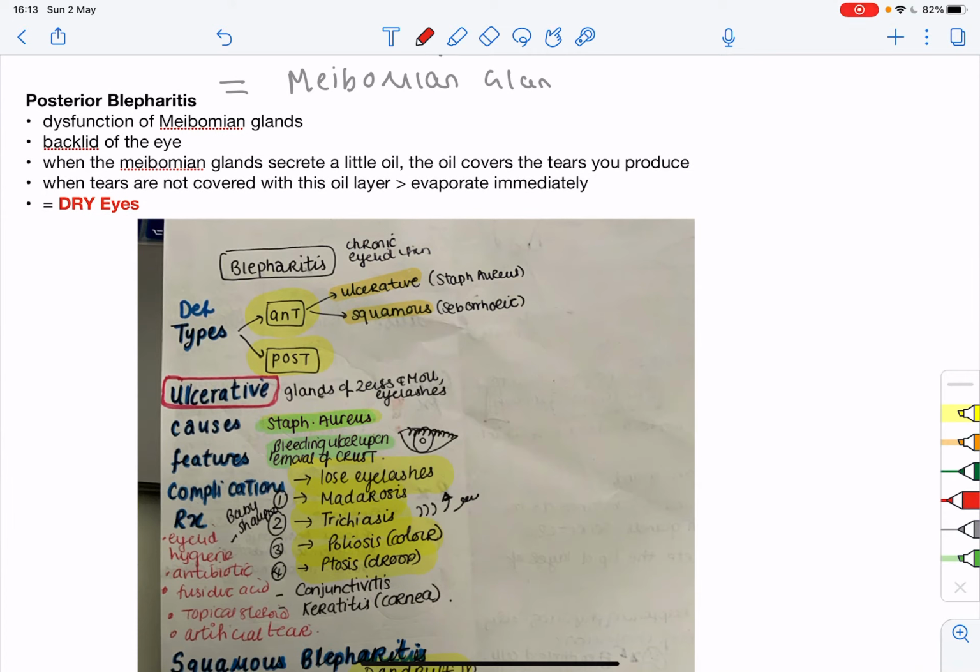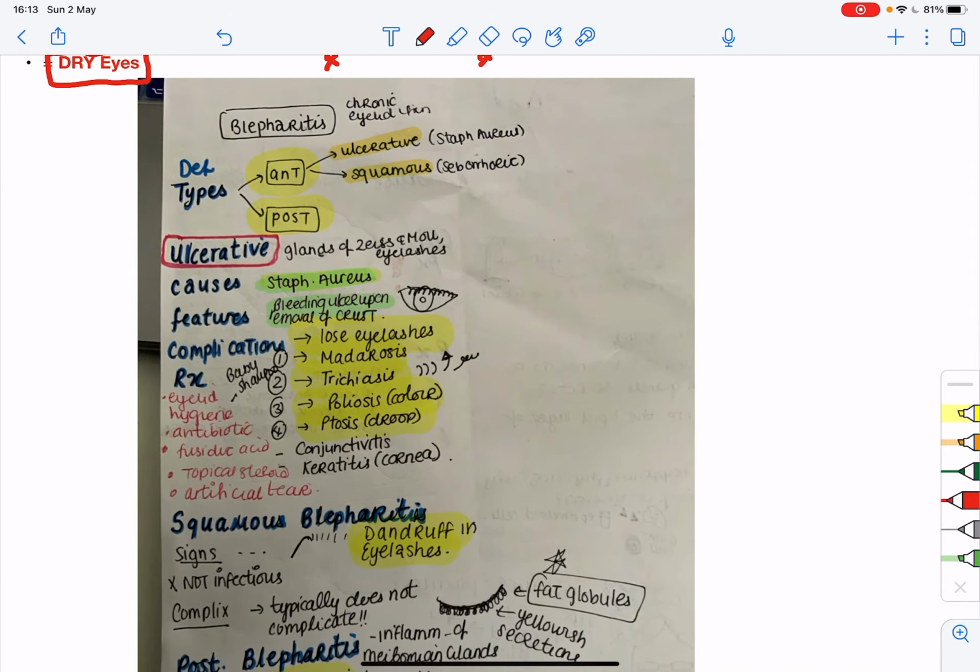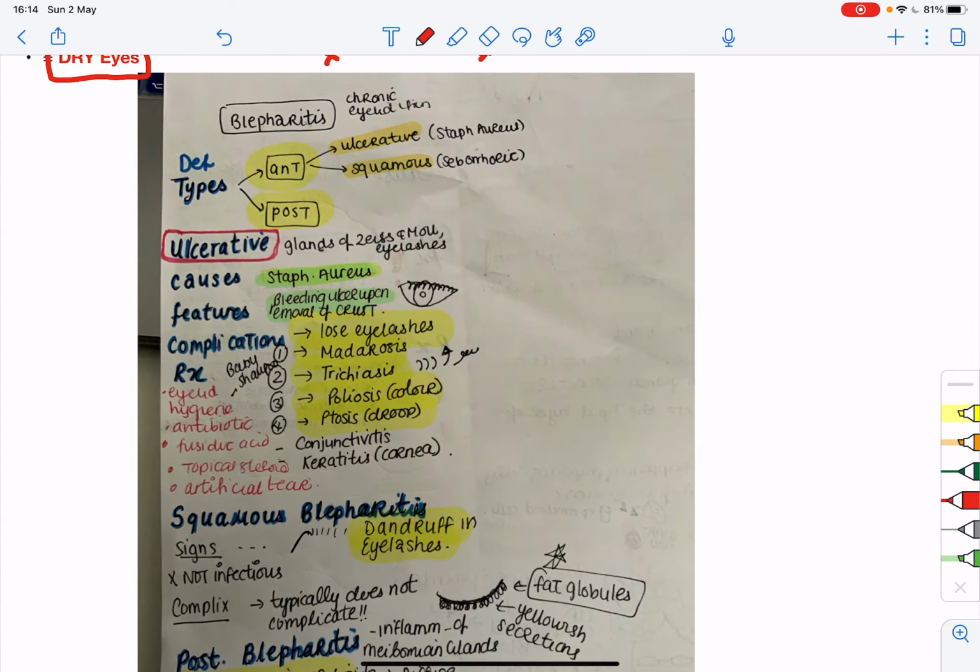And finally, just to end off, I want to talk about the posterior blepharitis. This is typically caused by dysfunction of the meibomian glands. It's typically affecting the back lid of the eye, so the inside aspect. And remember, when the meibomian glands secrete oil, the oil covers the tears we produce. That oil is basically what's preventing the tears from evaporating immediately. But when the meibomian glands are dysfunctional, there's no oil there, and the tears evaporate immediately, leading to dry eyes. Now I have another diagram here of blepharitis, and there's two types, anterior and posterior.